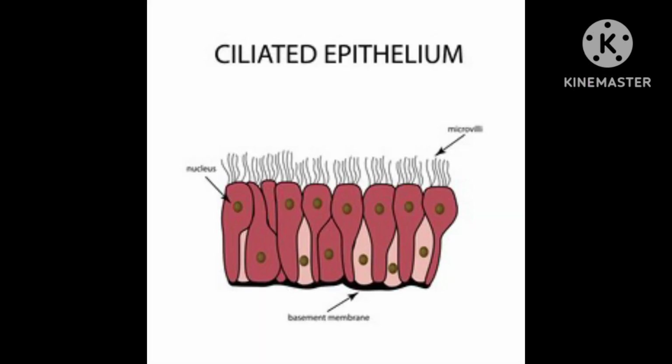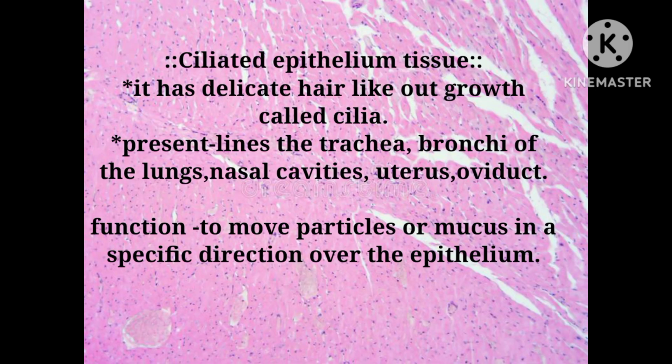Our next tissue is ciliated epithelium. Ciliated epithelium tissue has delicate hair-like outgrowths called cilia. It is present in the lining of the trachea, bronchi of the lungs, nasal cavities, uterus and oviduct. The main function of this tissue is to move particles or mucus in a specific direction over the epithelium.